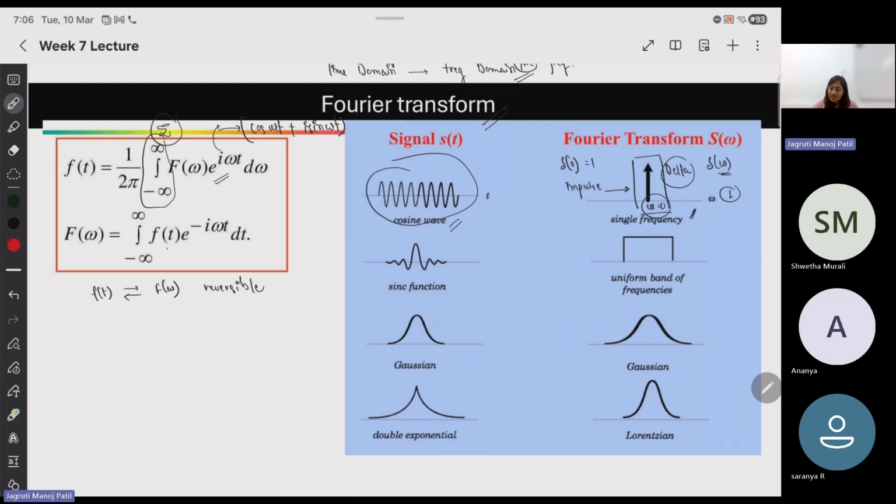For a sinc function, something that you see as bands over here, you have a rectangle for it. If you have a Gaussian function, it also follows similarly to delta. It is the same as Gaussian. Double exponential and those things are fine. Those are some advanced functions.